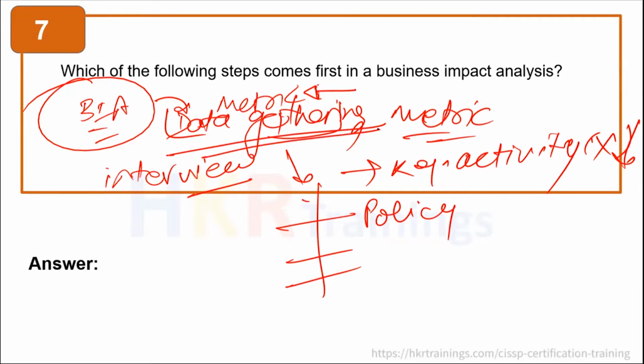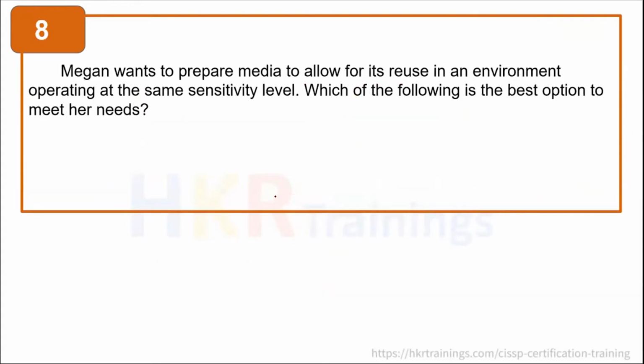How I'm going to gather the data, whether I'm going to look into all the policies, all the documentation that has been done by the team, or whether I'll be going through the documents first and then interviewing the team to understand whatever undocumented changes have been done in the environment, which will give me a better visibility of how I should carry out the business impact analysis of the key activities of the organization. So the first step for BIA will be creating a data gathering technique. Moving on to the eighth question.